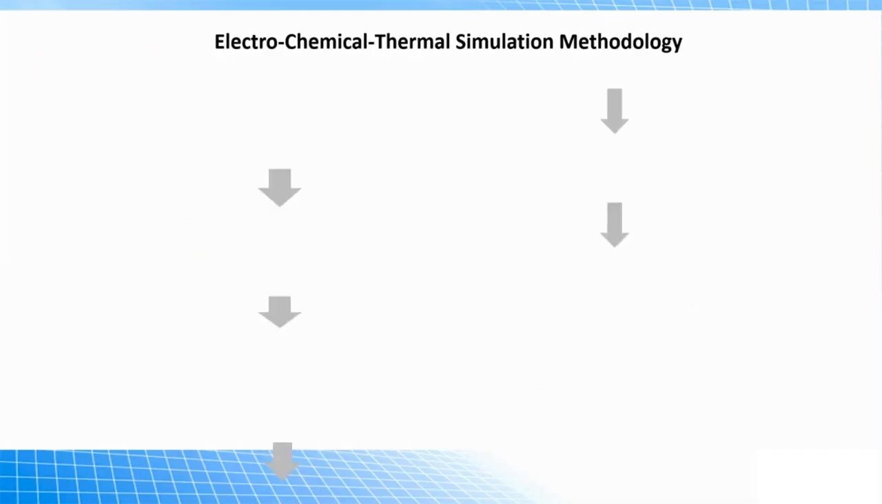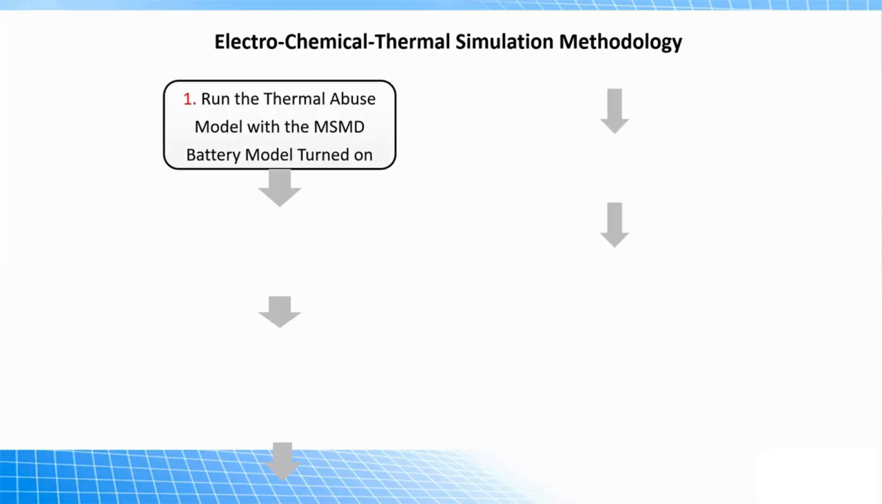So once we have that displacement damage to the battery, there are several steps to simulate the electrochemical-thermal part of this problem. Step number one is to run the thermal abuse model with the MSMD battery model turned on. This portion is done in Fluent, and this is one of the battery models that Fluent has. There's a few of them, but for this example, we're going to be showing you how to run the MSMD battery model.